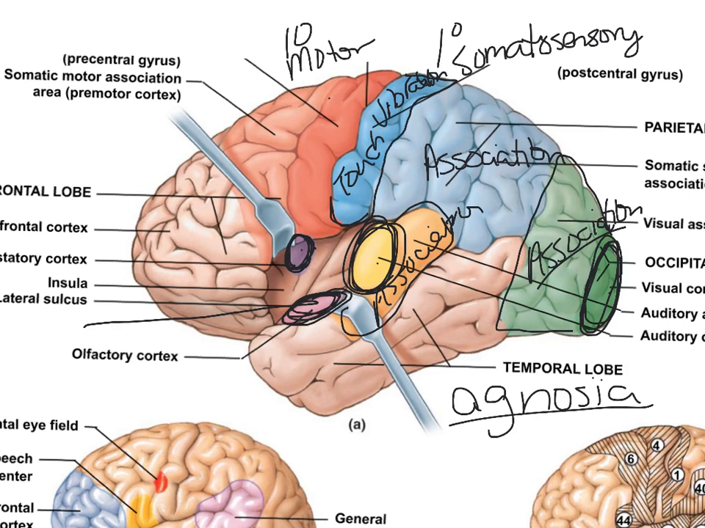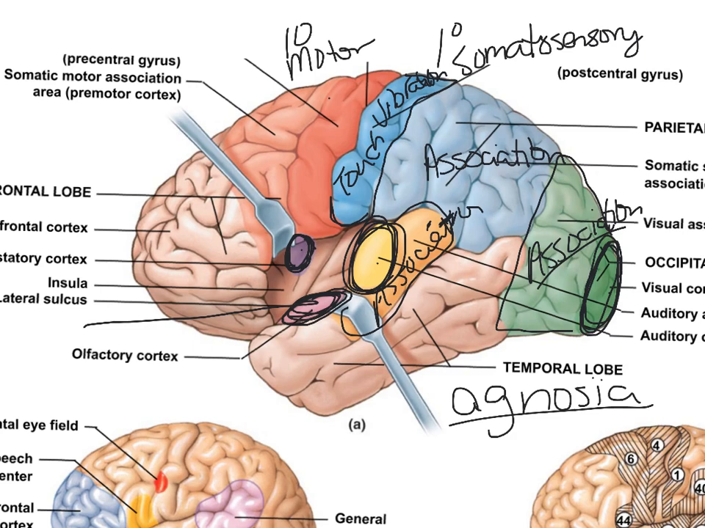If a person has damage to this area, then they're going to be able to speak, but it's going to sound like nonsense. They're going to come up with words that just don't even make sense. I hat tomorrow for sunshine. So the words come out clearly, but nothing ties together, nothing makes sense. They can't find the right words when they're speaking if there's damage to that area. Okay, so those are our association areas for sensory.